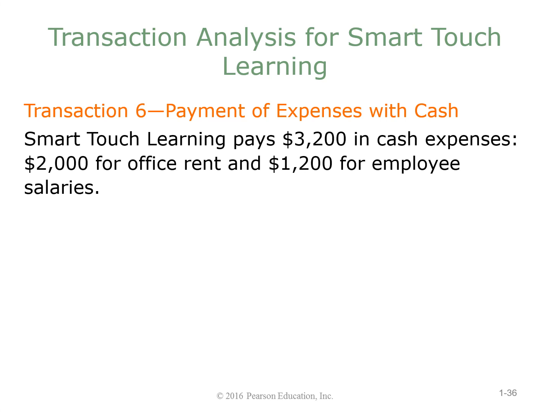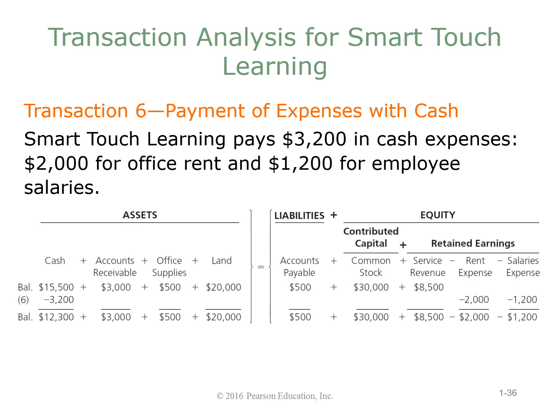Payment of expenses with cash. Smart Touch Learning pays 3,200 in cash expenses, 2,000 for office rent, 1,200 for employee salary. Because we paid, the cash will decrease by the total, and we have expenses to be deducted from the service revenue under the retained earnings. So the equity has been decreased. Okay, and this is, as you can see, 3,200, and this is 3,200.